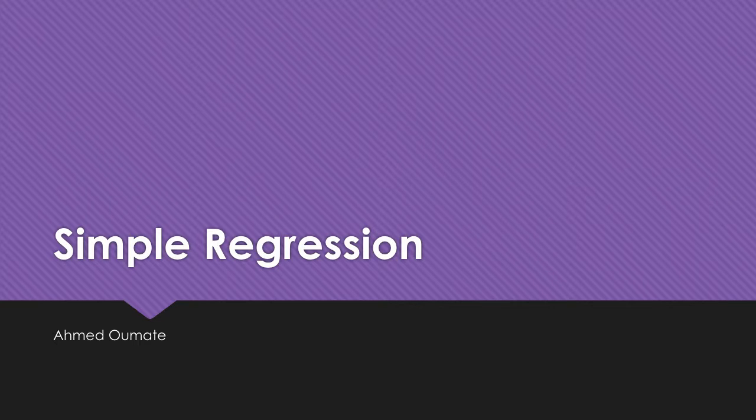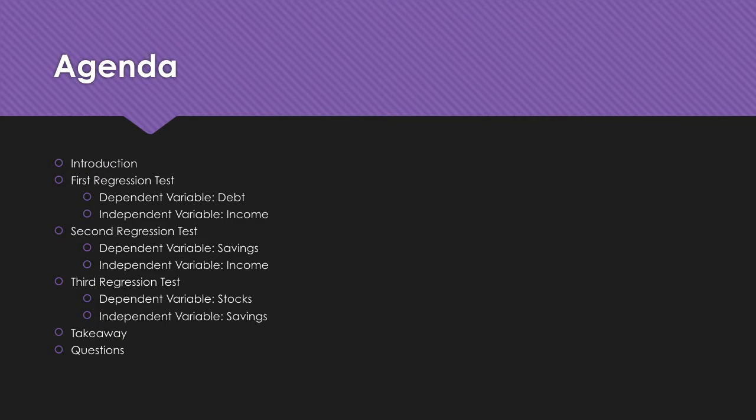So I'll start by going through the table of contents, or the agenda, I have today. We'll start with the introduction of linear regression. We'll carry out three tests today. In the first regression test, the dependent variable will be debt, the independent variable will be income. In the second regression test, the dependent variable will be savings, the independent variable will be income. And finally, in the third regression test, the dependent variable will be stocks and the independent variable will be savings. Then we'll follow with the takeaways and questions if you have any.